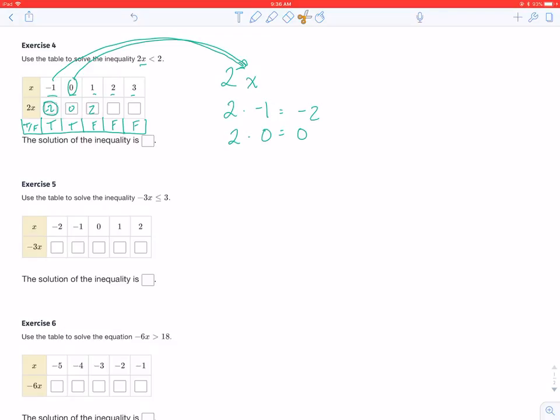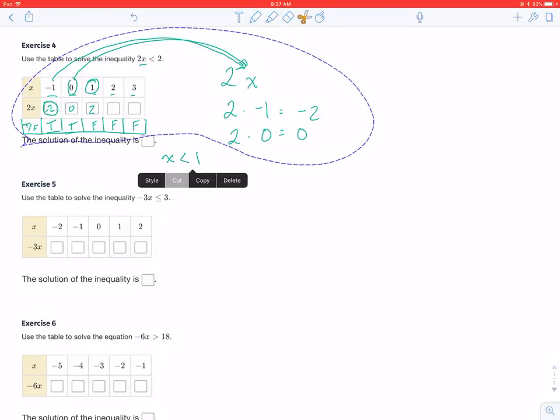So what they really want you to notice is that you are given these values of x, and some values are going to give you true statements, some values are going to give you false statements. We can use that information to determine the solution of the inequality. You actually don't even have to do any math here, because you can see that -2 and 0 gave you true statements. So that must mean that x can equal numbers less than 1, because that was the first number that gave you a false statement. Numbers less than 1, and you'll get true statements. So we would say that x is less than 1.